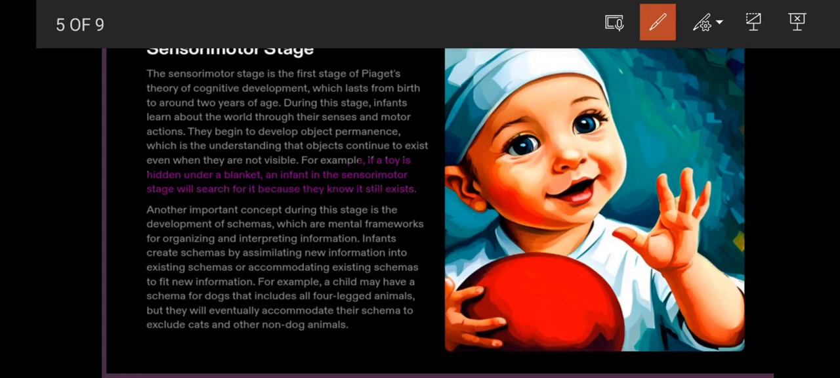What is this object permanence? In the sensory motor stage, they begin to develop object permanence. For example, if you put your hands on your face and cover your face, and then you remove them and say "peekaboo," the child will laugh. Why will he laugh? If object permanence is not developed in that child, the child thought that your face disappeared when you put your hands on your face.